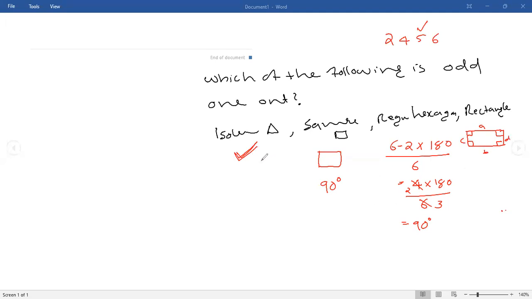In the case of isosceles triangle, 3 minus 2 into 180 divided by 3. 3 minus 2 is 1. 1 into 180 divided by 3. You will be getting 60 as the answer. 180 divided by 3, 60 degrees is the answer. So here it is 90, here it is also 90, here it is also 90. Here it is 60. So the answer is isosceles triangle. Whether it is clear? Yes, sir.